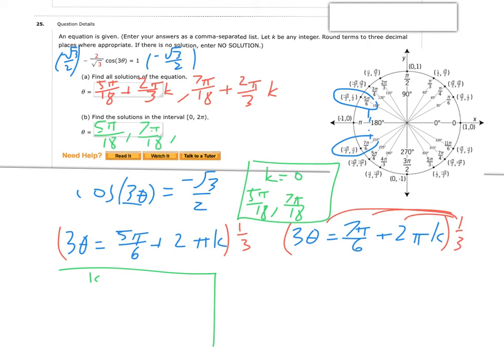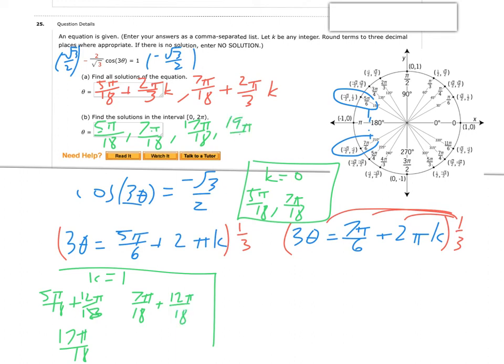All right, so now I need to do it as k equals 1. So that's going to be 5 pi over 18 plus 2 pi over 3, just inserting 1 for k. Of course, we're going to want a common denominator here, so we'll multiply by 6. So it's going to be 12 pi over 18. And so that'll give me 17 pi over 18. Now I need to do the other formula, 7 pi over 18, and then add the 2 pi over 3, or 12 pi over 18 there. So it's going to give me 19 pi over 18.